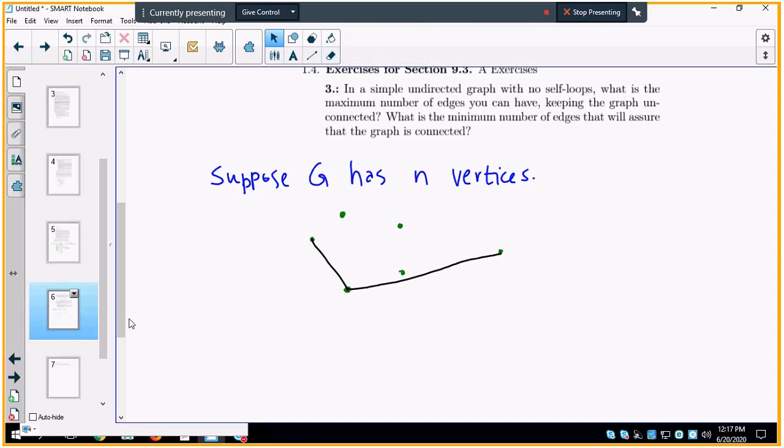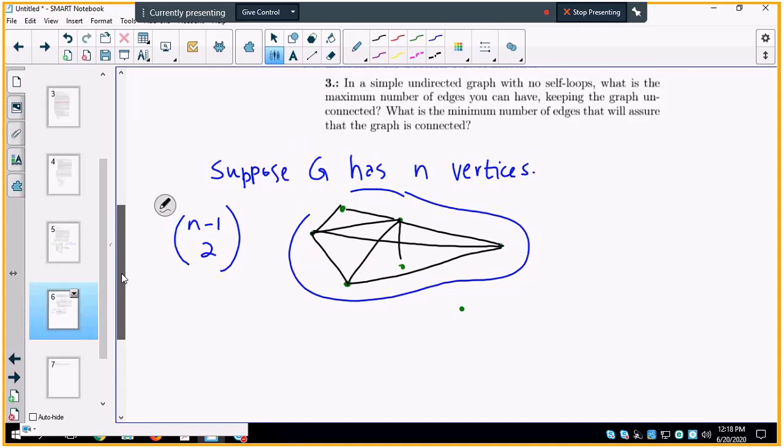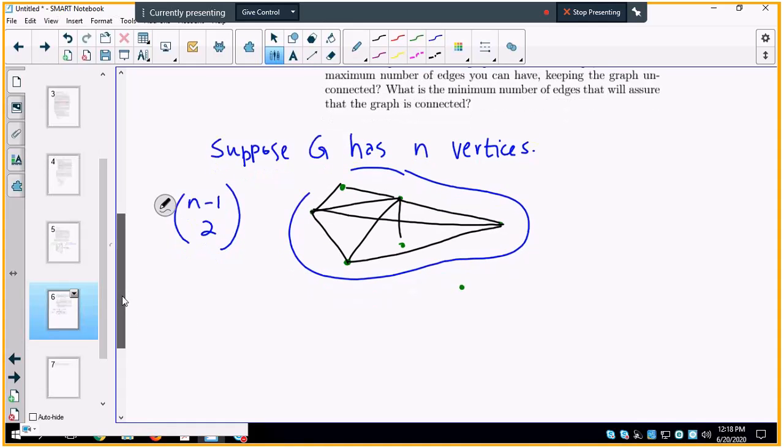So instead of n choose 2, as we did in that previous example, I'm going to say n minus 1 choose 2. So I have n vertices, but I'm going to leave one of them alone. And I'm just going to look at this many. And I can connect them as many ways as I want. I can keep adding edges, and that's fine. This graph will never be connected as long as one vertex is out here on its own. So n minus 1 choose 2 is going to give you the maximum number of edges that would keep the graph unconnected.